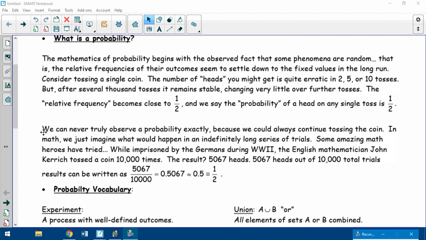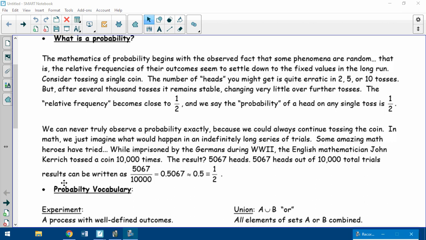It says we can never truly observe a probability exactly because you'd always have to continue tossing the coin. It's kind of like talking about what happens as x goes to infinity on a graph. So as the number of coin tosses goes to infinity, the number of heads will come up half the time. And it's like you're getting closer and closer to that limit. In math, we just imagine what happened in an indefinitely long series of trials. That's as x goes to infinity.